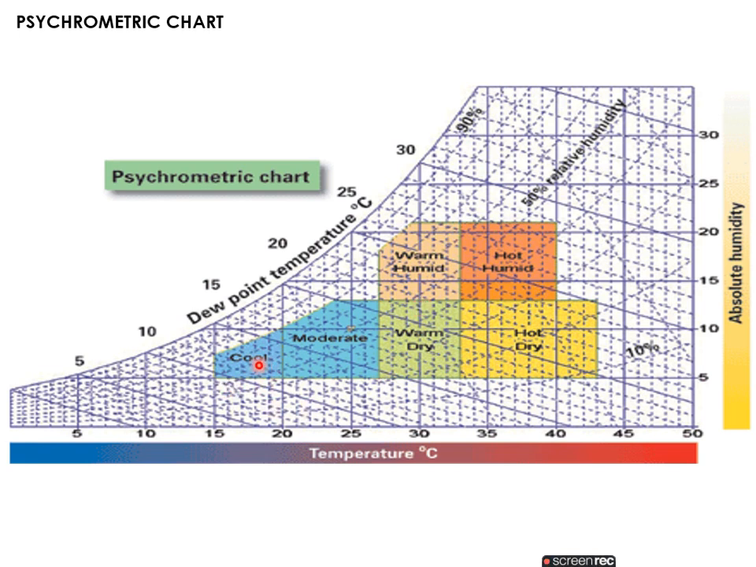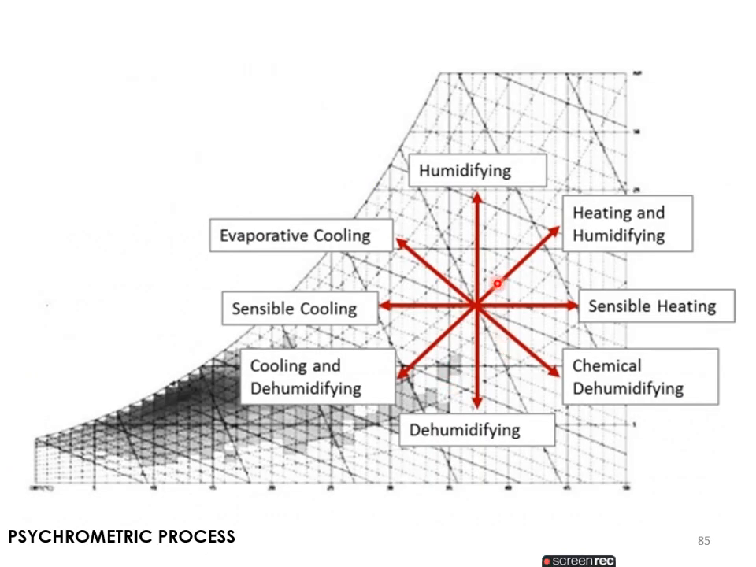Can you see, if the points fall here, it's cool, it's a little moderate, which means we feel comfortable. It's warm dry, hot dry, hot humid and warm humid. So you can see how the data point will actually give you the exact climatic aspects of the location. So you can actually see what type of systems can be used, okay, if it's evaporative cooling, sensible cooling, or sensible heating, humidifying, dehumidifying etc. We will explain this in the later slides also, just to understand now.